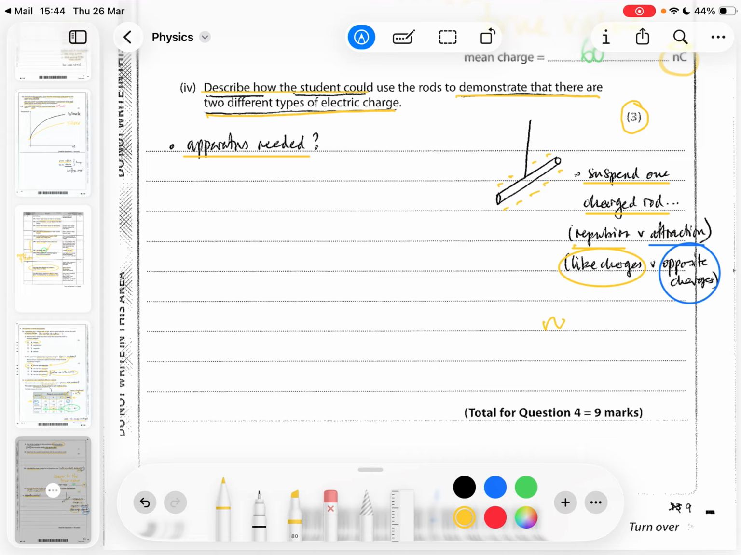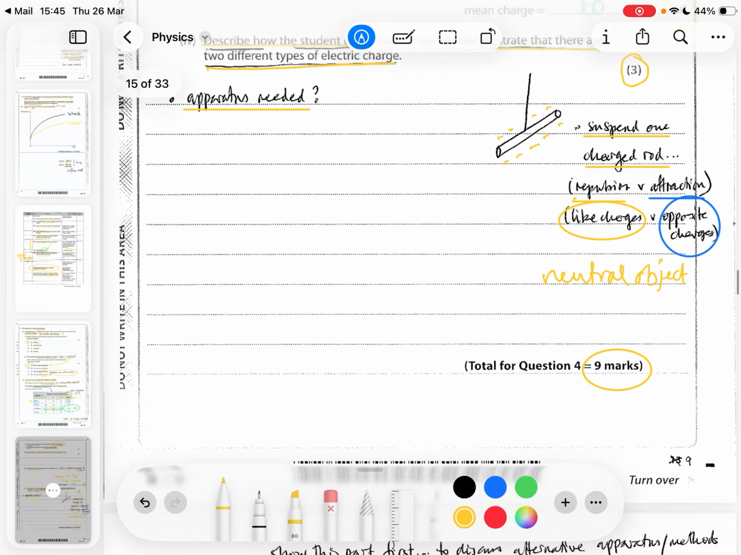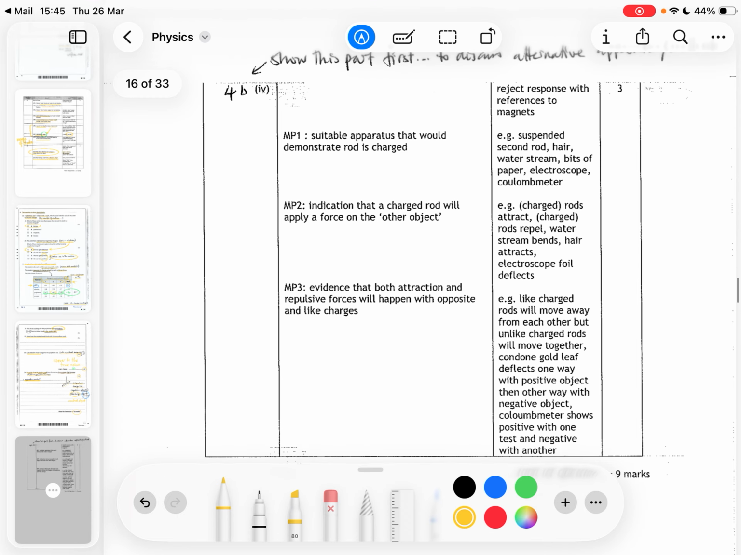What about a neutral object? Just to think about it. A neutral object will be attracted to, or will attract, the charged object, okay? Because they're different charges, really, yeah? So charges will always move to equalize if they can. So if there's one charged and one neutral, the charge will go to equal the charge on the neutral object, or try to. There's 9 marks for this electrostatics question. Let's have a look at how we did, okay?